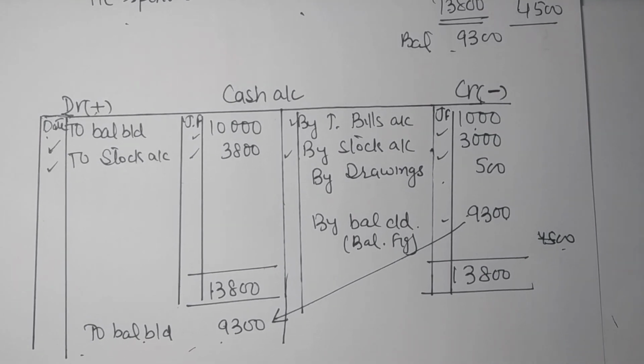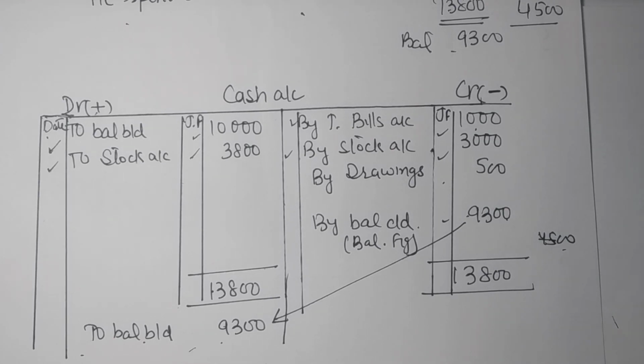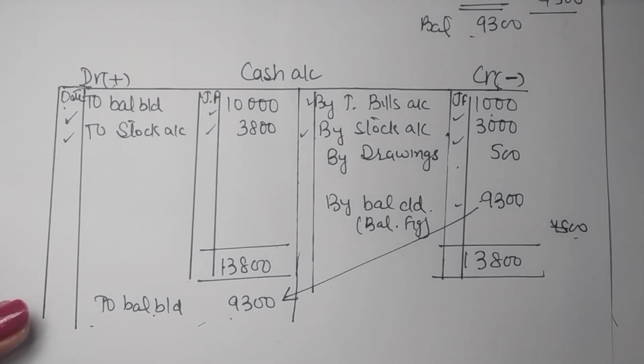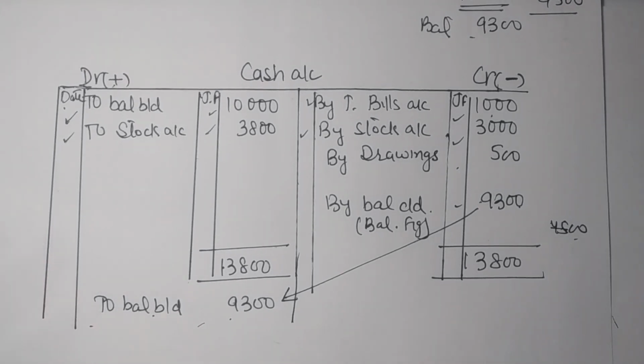But in a business we will be having hundreds of transactions. We will be preparing all possible accounts. So when we prepare all possible accounts in a given question, how do we proceed for that? So that we will be taking up next time with a business example, right?